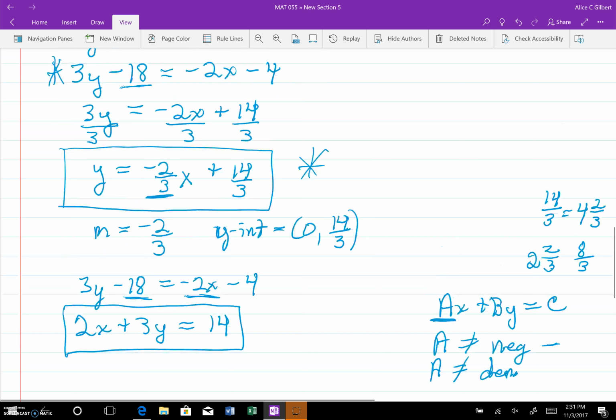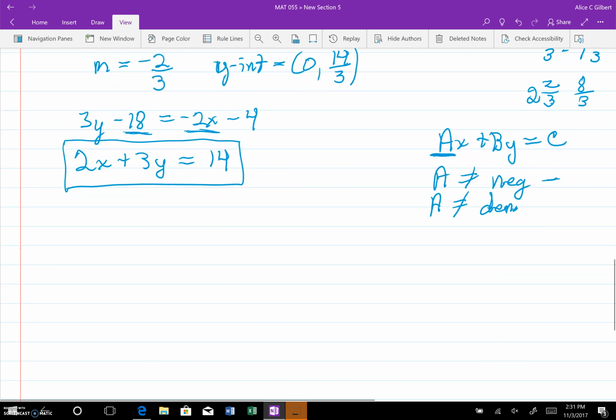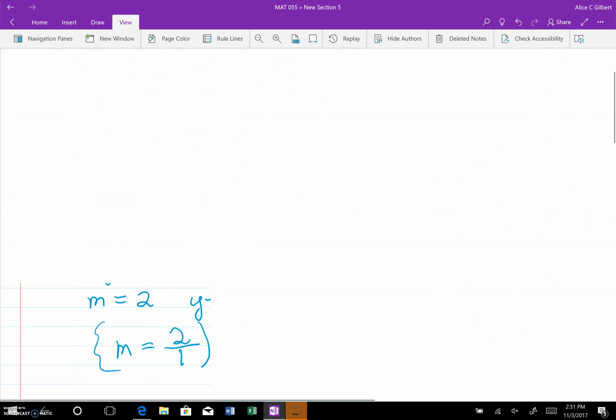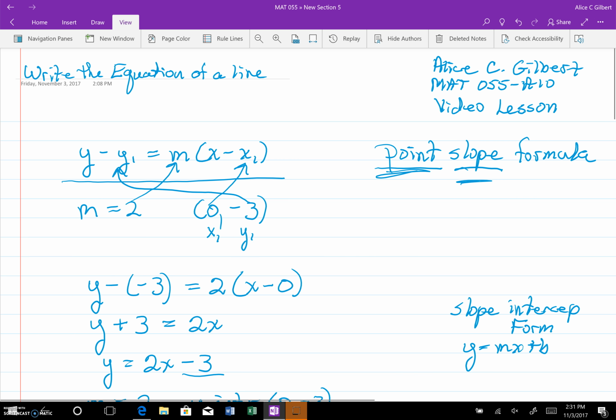Now again, when you're first reading the directions, do not look at the words that say put it in standard form or put it in slope-intercept form. Ignore that until the very end. What you need to think about at the very beginning is point-slope formula. Now I'm not done, so be sure to watch the next video where I'll finish this up.